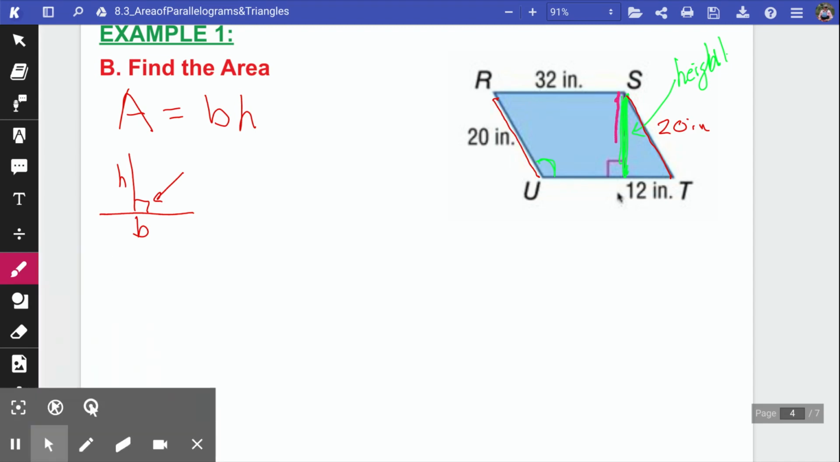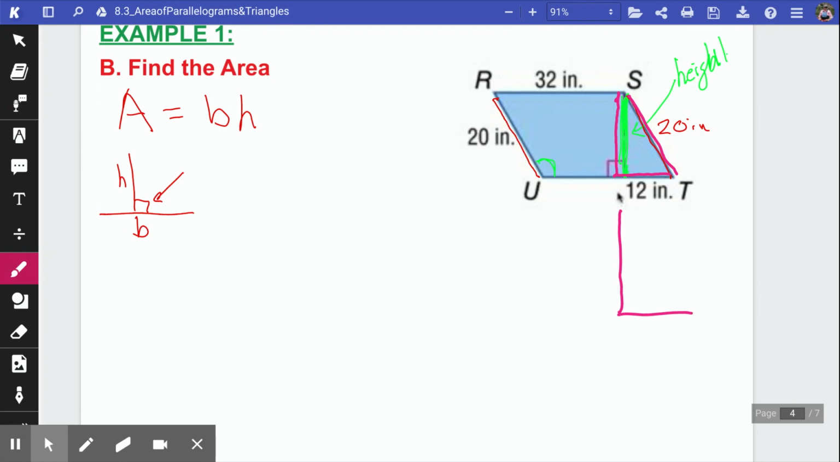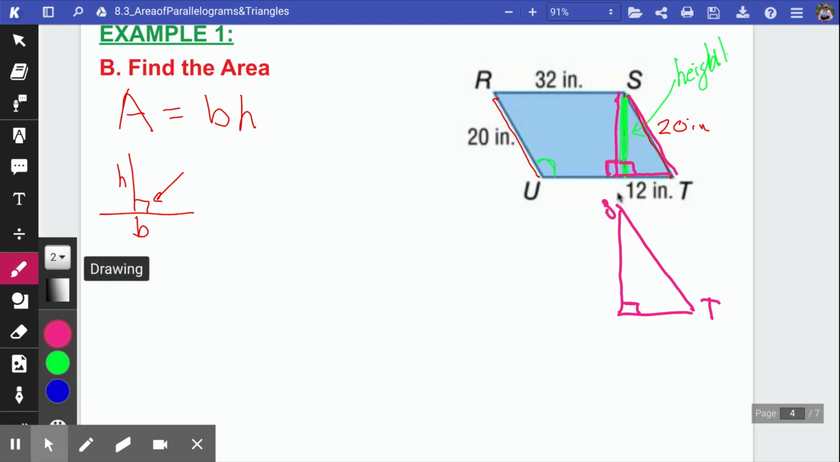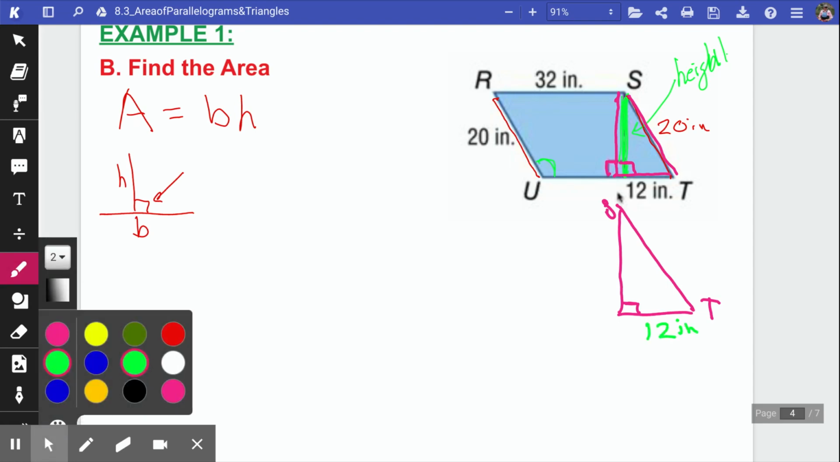Now I can look at this triangle right here, and I'm going to pull it out so we can see it. This is S, this is T. I know that this right here is a right angle. I have a value of 12 inches. I have the slanted length, which is 20. And because this is a right triangle, I can use the Pythagorean theorem to help me find this height. I have two lengths of a right triangle, so I can find the third. So we'll start this problem by doing the Pythagorean theorem.